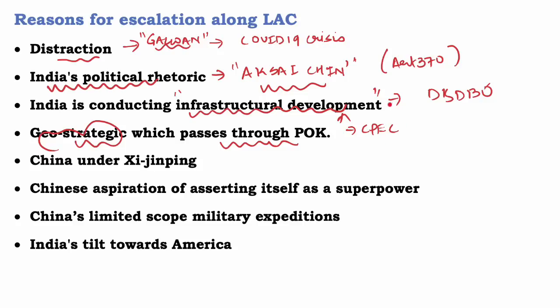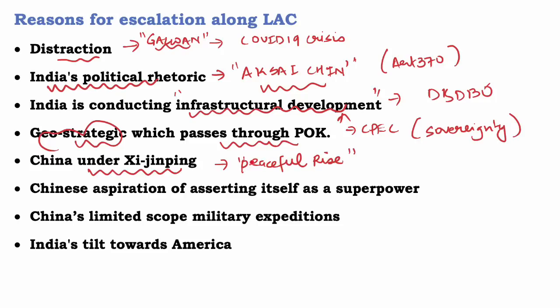India has said that CPEC violates the sovereignty of India, but this is of importance for China to gain a strategic edge vis-a-vis India. Now, the next reason can be highlighted as the Chinese rise under Xi Jinping. China under Xi Jinping has moved away from the era of peaceful rise and has gone for asserting itself as the next superpower. So, the move from the era of peaceful rise toward the era of assertion as the next superpower has been the political strategy of China under Xi Jinping.